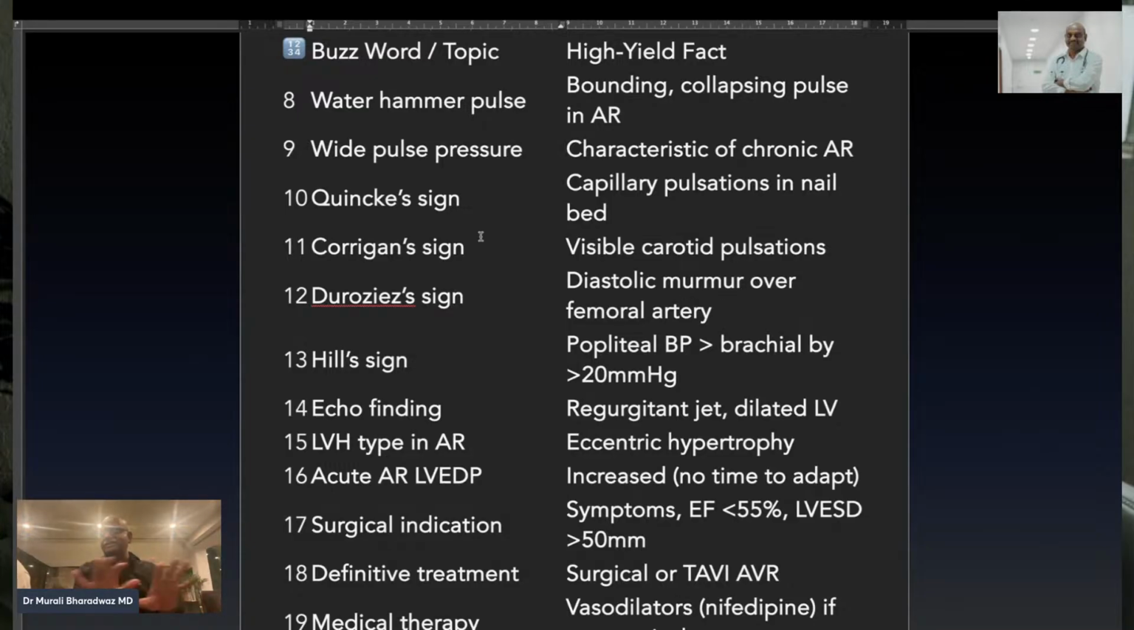Capillary pulsations in the nail bed is Quincke's sign. Visible carotid pulsations is called Corrigan's sign. If you put the stethoscope on the femoral artery, it will show a diastolic murmur, which is called Duroziez's sign. And if you check the popliteal BP in the lower limb and the brachial BP in the upper limb, the difference between them will be more than 20, which is called Hill's sign.